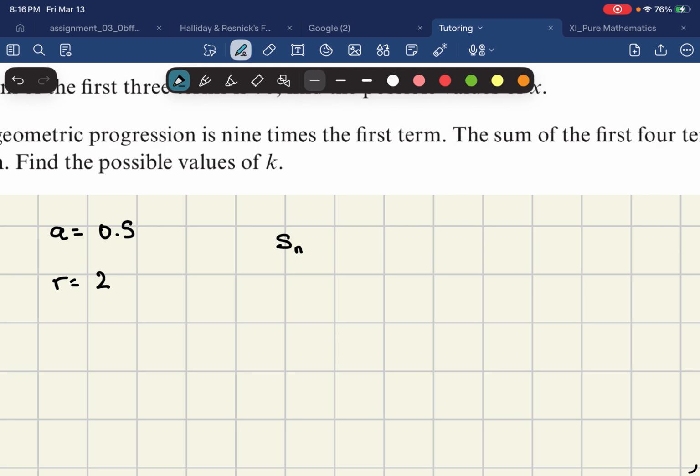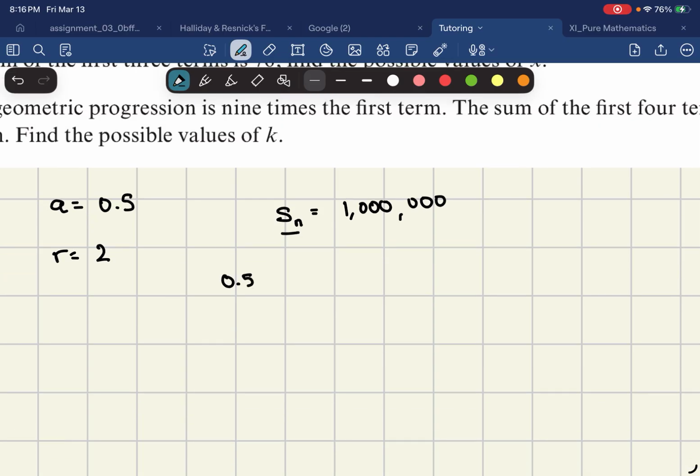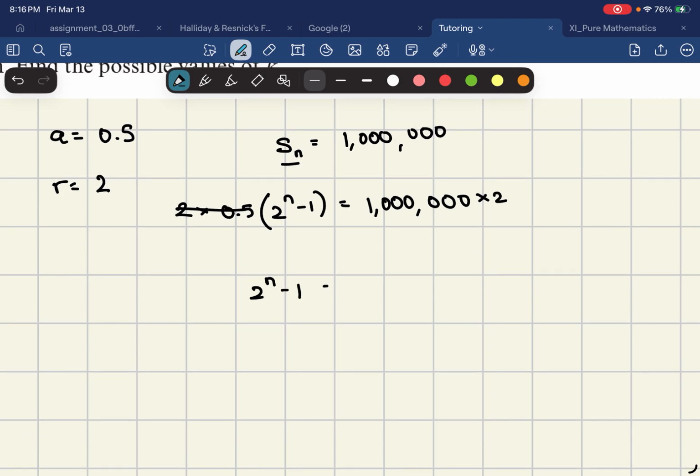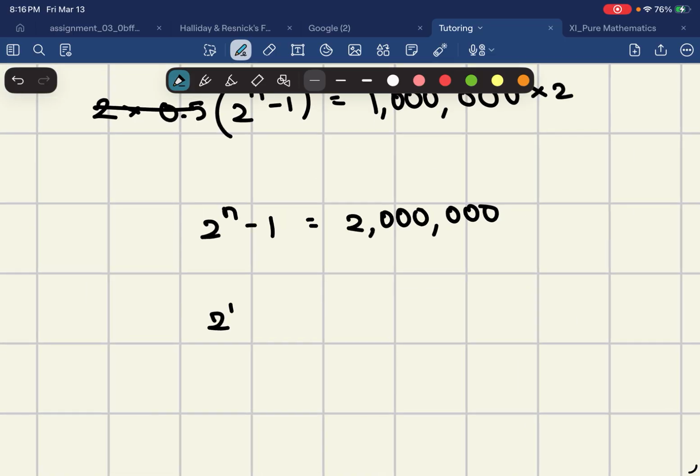So we want to find, let's just say the sum of my n terms, let me say that it's equal to 1 million. And we know the formula for this one. That is 0.5 times (2 to the power n minus 1) divided by 2 minus 1, right? r minus 1 is just 2 minus 1, which is just 1. So 0.5 times (2 to the power n minus 1) has to be equal to 1 million. And if you multiply by 2 on both sides, because 0.5 is 1 over 2, these are going to cancel out. So 2 to the power n minus 1 is 2 million. And 2 to the power n is equal to 2 million and 1.